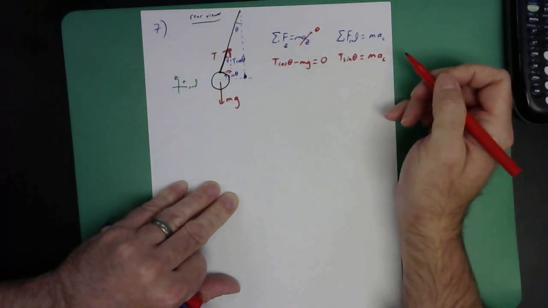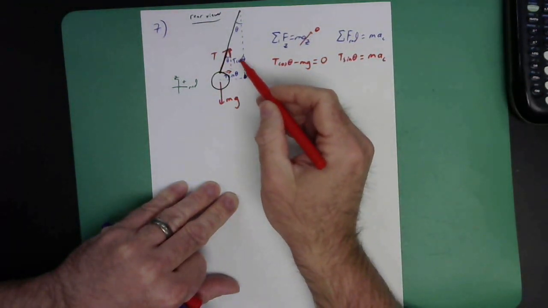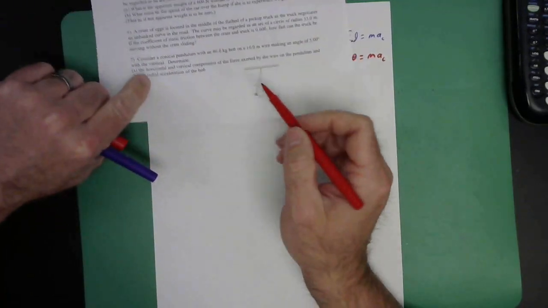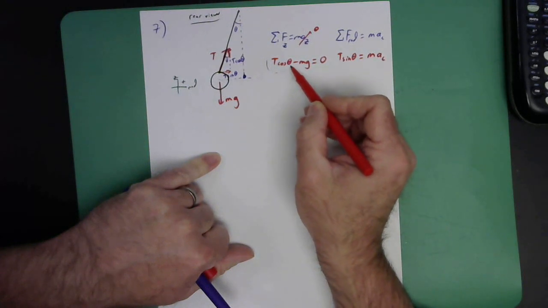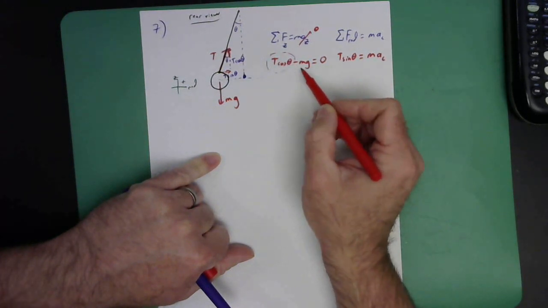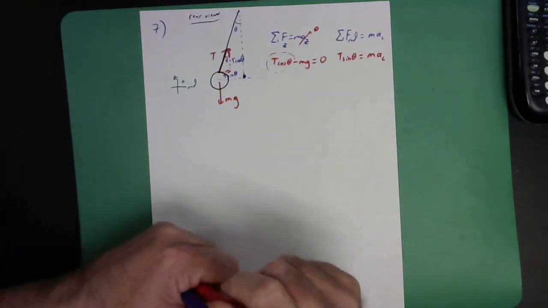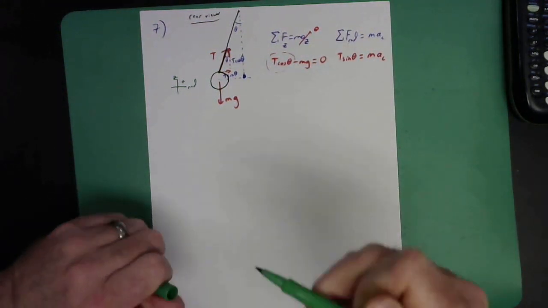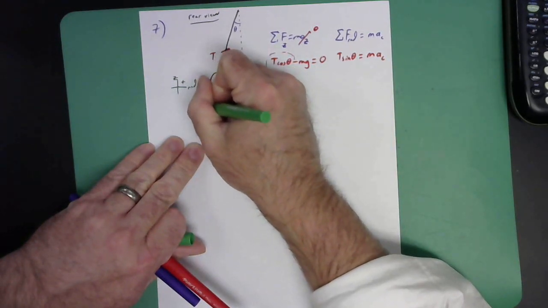Okay, so come over here. They want the components. They say the horizontal and vertical components. They want us to solve for how big is T cosine theta? You say, well, that's just going to be equal to mg. Do we know the mass of the bob? Yes, we do. They told us it was an 80 kilogram bob.